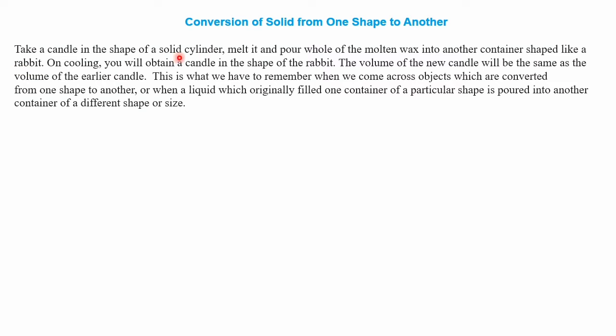First it was a cylindrical shape, the whole wax. How much volume of wax was there? In the case of the cylindrical shape, the whole wax is melted and formed into another candle which has the shape of a rabbit. So here one shape is changed into another, meaning the cylindrical shape is changed into the shape of a rabbit.